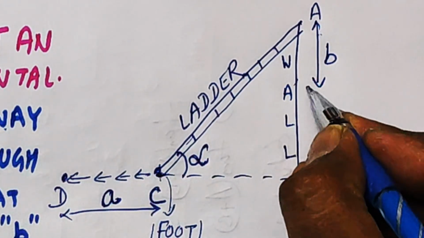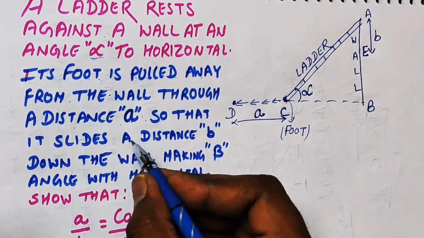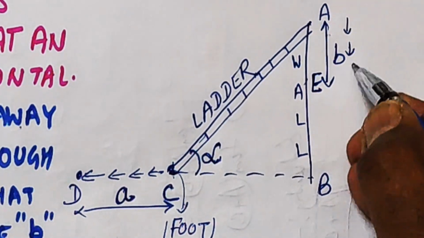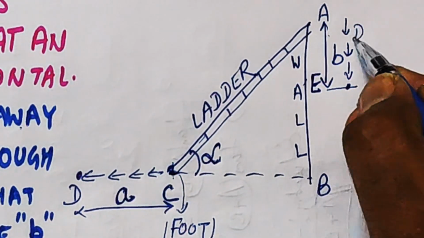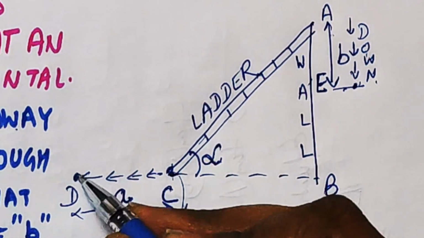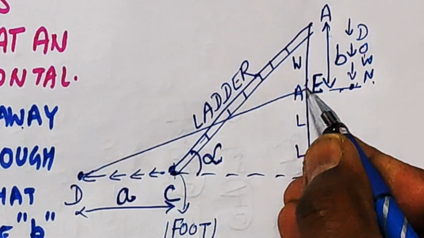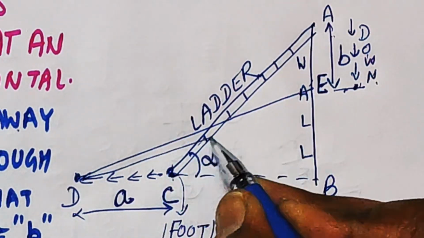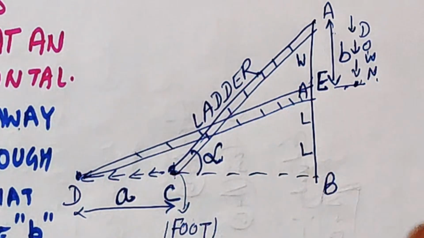When the foot is pulled away by A, the other end of the ladder slides a distance B. So let's say A to E is that distance where the other end of the ladder, which is leaning on the wall, slides down by a distance B. Now what will be the new position of the ladder? This one, from D to E. From D to E the ladder just skids and it settles at position D to E.